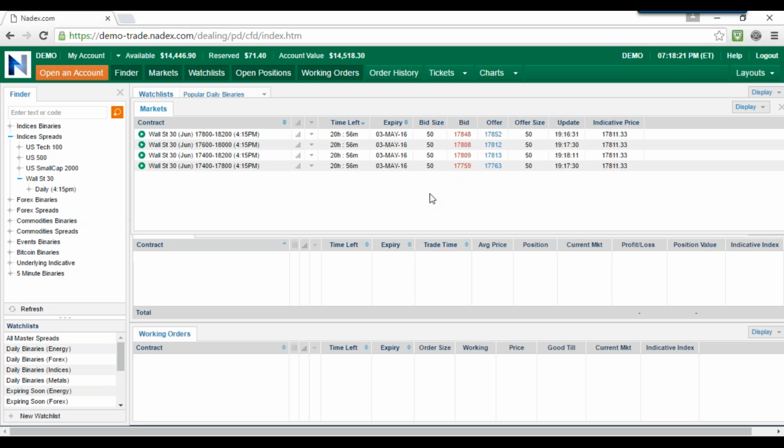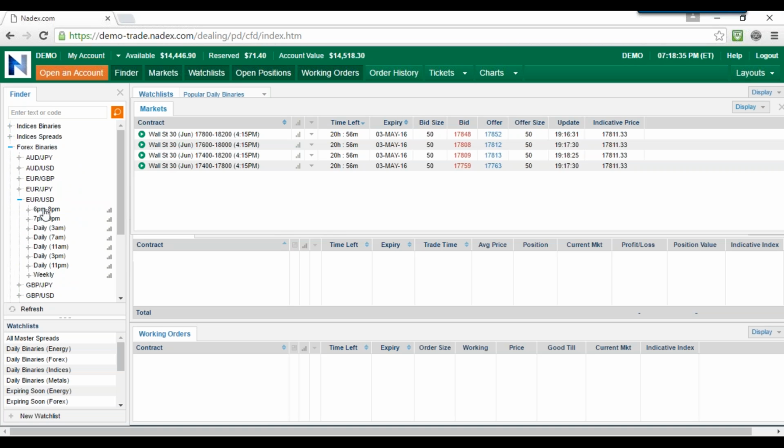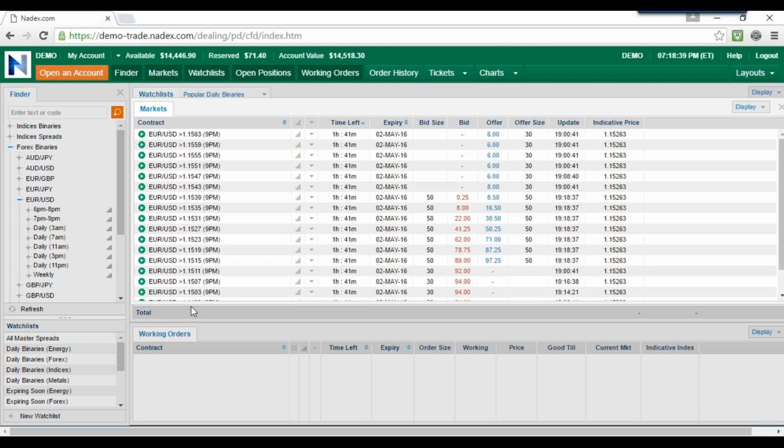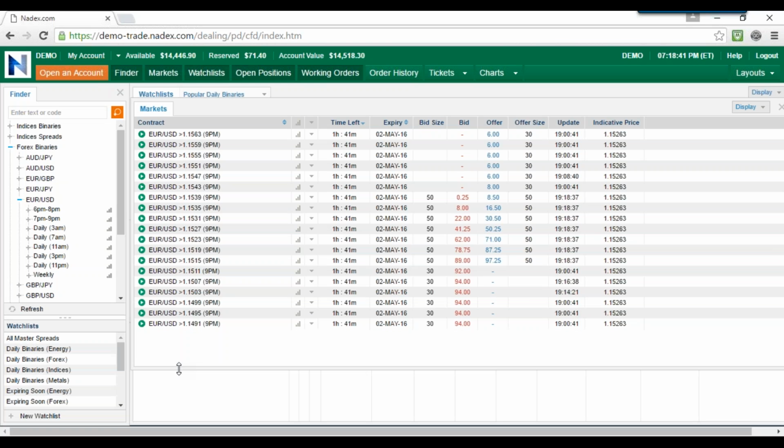Okay, so right here I have up the Nadex demo platform. Now, let me just do something here. Last week, we were talking about binaries, right? And for those of you that were with us, everybody understands now the basics of a binary and how they work.